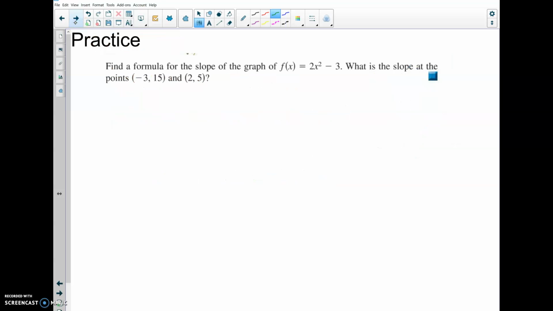All right, practice problem. Hit pause and try to go through finding the formula of the slope of this function, 2x squared minus 3. Find the formula for the whole equation of our tangent line for that graph, and then we'll come back and check to make sure that your equation was correct, and then we will find what the slope is at those 2 points, -3, 15, and 2, 5.